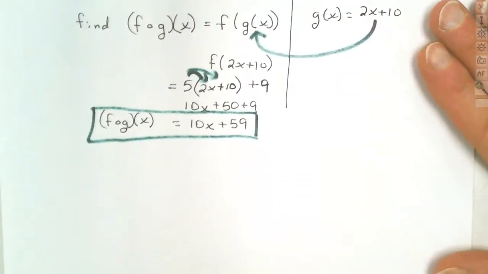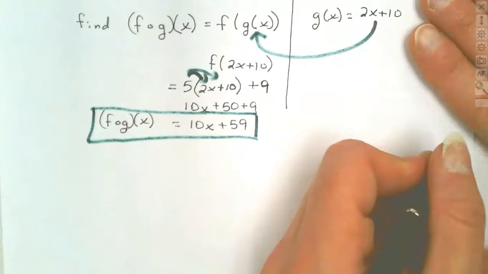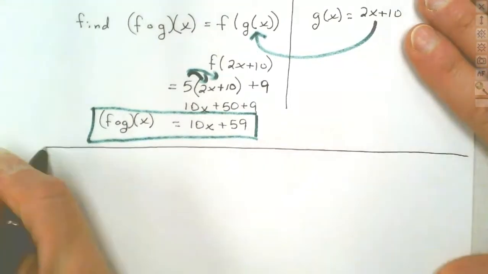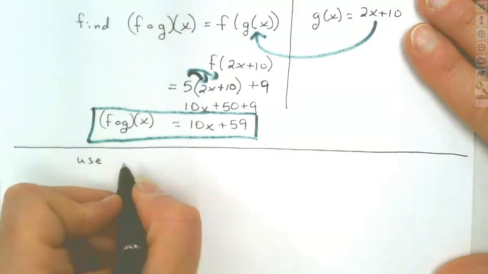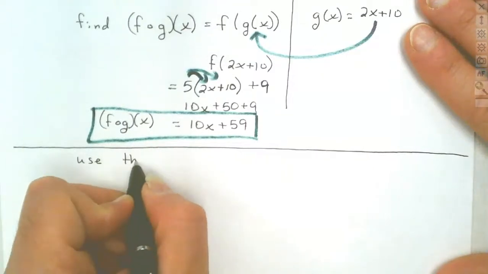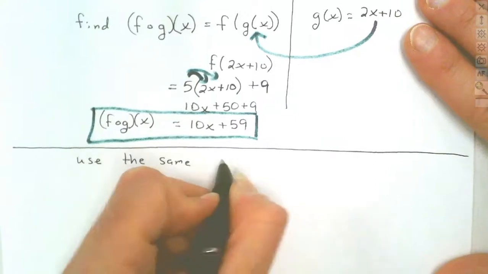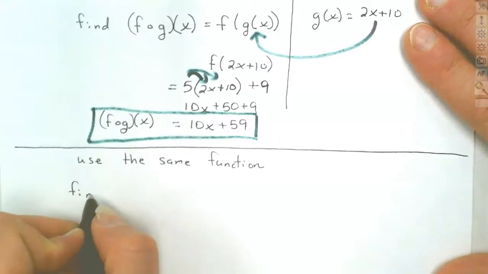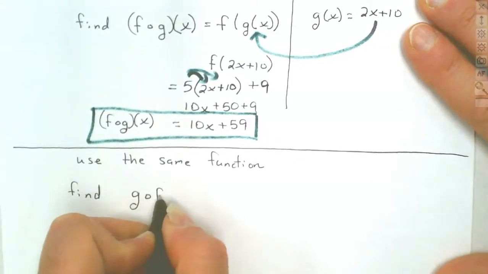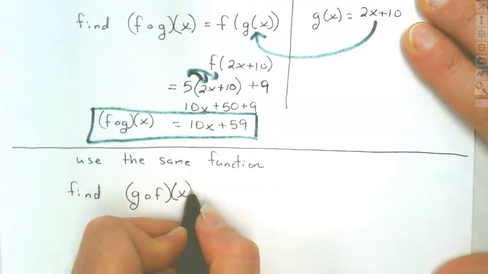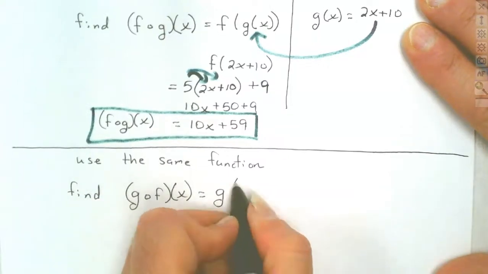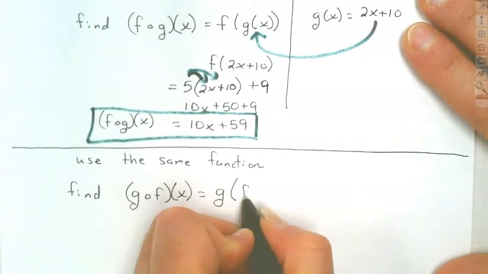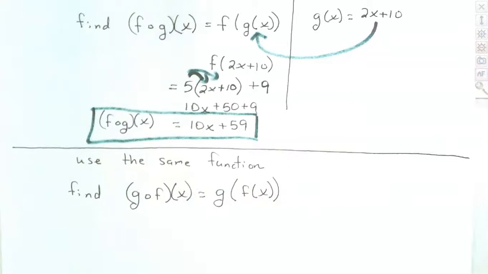It's not commutative, meaning if I switch the order, I'm going to get a different answer. So let's use, again, the same function. And let's now try and find g composed with f of x. And now g is out in front, and f of x is on the inside, right? And you're going to get a different answer. It's not commutative. Commutative means order doesn't matter.